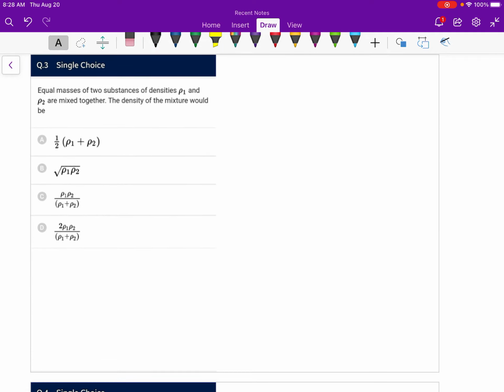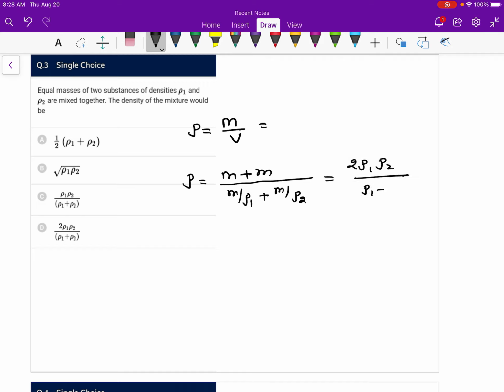Equal masses of two substances are mixed together, the density of the mixture. So density of mixture is total mass upon volume. So equal mass, let's say the mass of each substance is m, so rho is m plus m, 2m, and the volume of the first substance is m upon rho 1, the volume of the second substance is m upon rho 2. So this is 2 rho 1 rho 2 upon rho 1 plus rho 2. So D is the correct option.